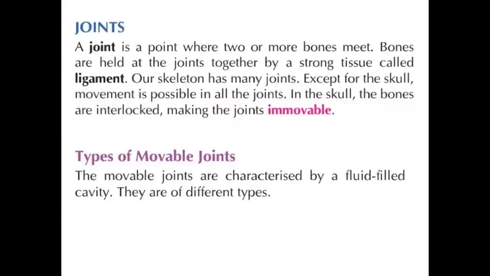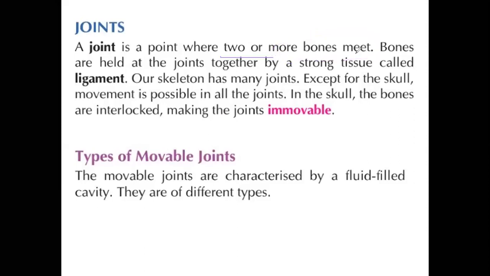Today we are going to discuss the joints. Now, dear students, we have majorly two types of joints. First of all, what is a joint? A joint is a point where two or more bones meet. So that is a joint, the combination of bones.